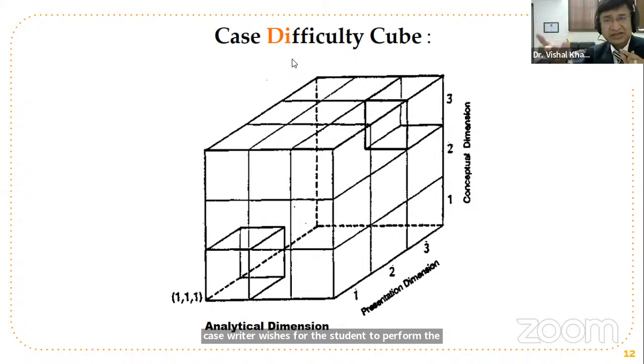There may be a simple case. If I want to share the difficulty level, it may be first degree difficulties, it may be second degree difficulties, it may be third degree difficulty, because there are 3 dimensions. So first degree difficulties, second degree difficulty, third degree difficulties.